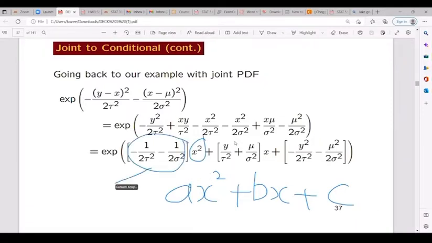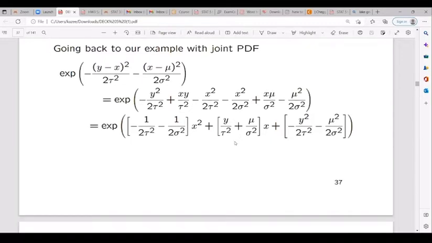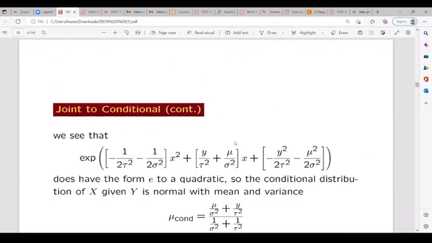That means that's our A, right? Okay, the coefficient of X, that's our B, right? And the whole of this is C. Now if A equals that and B equals that, you can solve for mu and sigma now. So take a look at that. This is what happened.